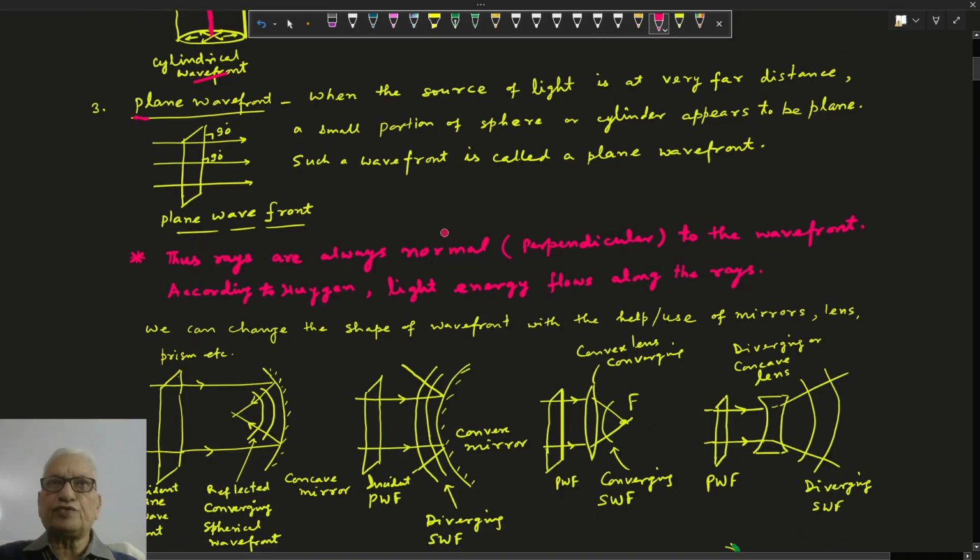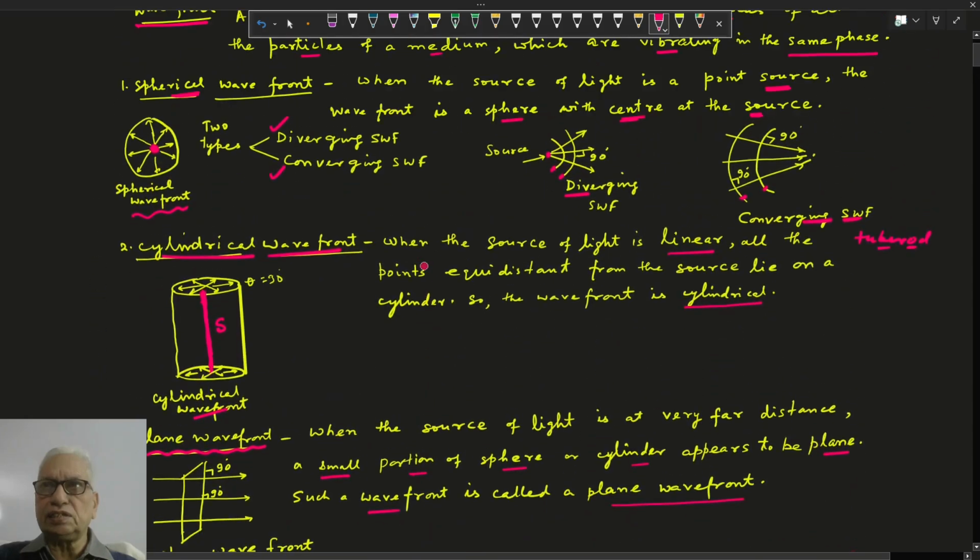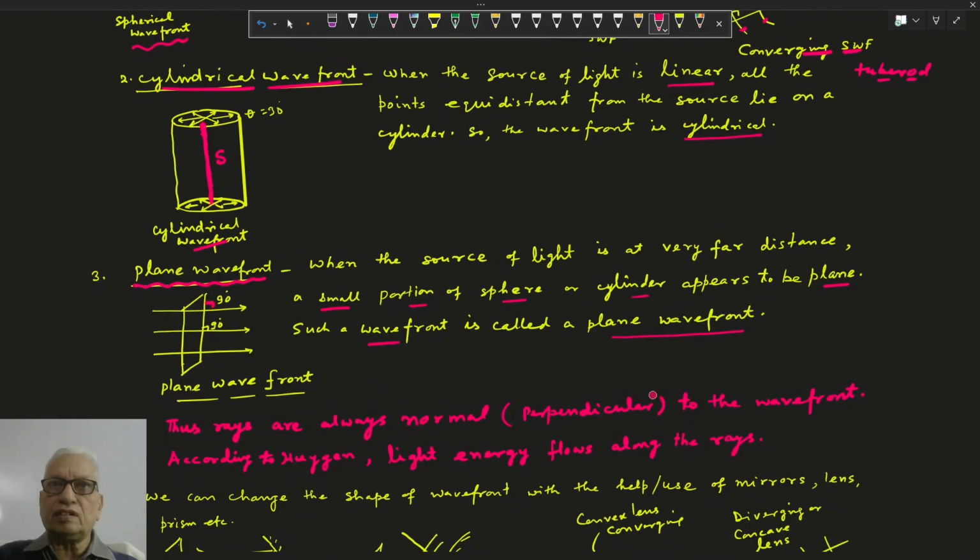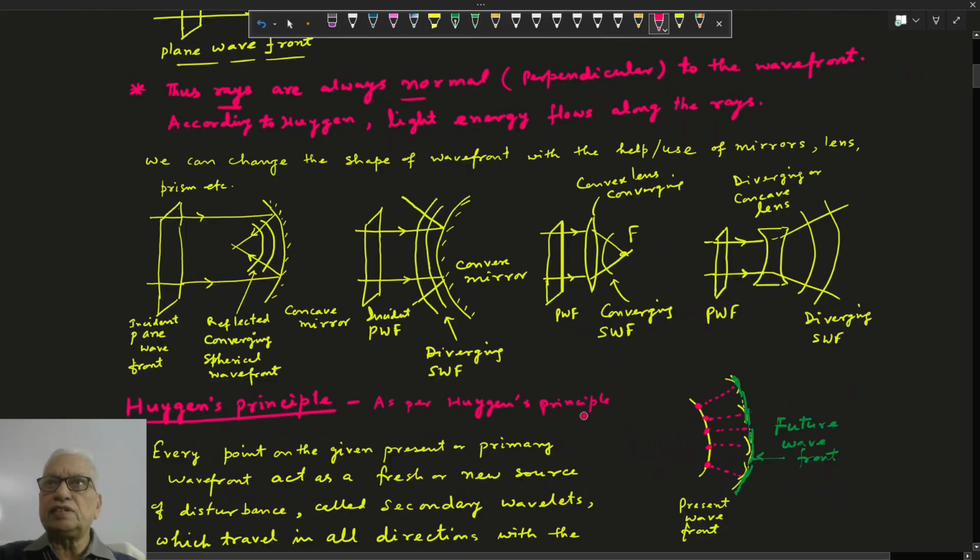Third, plane wavefront. When the source of light is at a very far off distance, like the sun from the earth, a very small portion of the sphere or cylinder appears to be a plane. This is called plane wavefront. In all the three cases, the wavefront and the rays are at 90 degrees, perpendicular to each other. This is true for spherical, cylindrical and plane wavefront. So the rays are always normal to the wavefront.